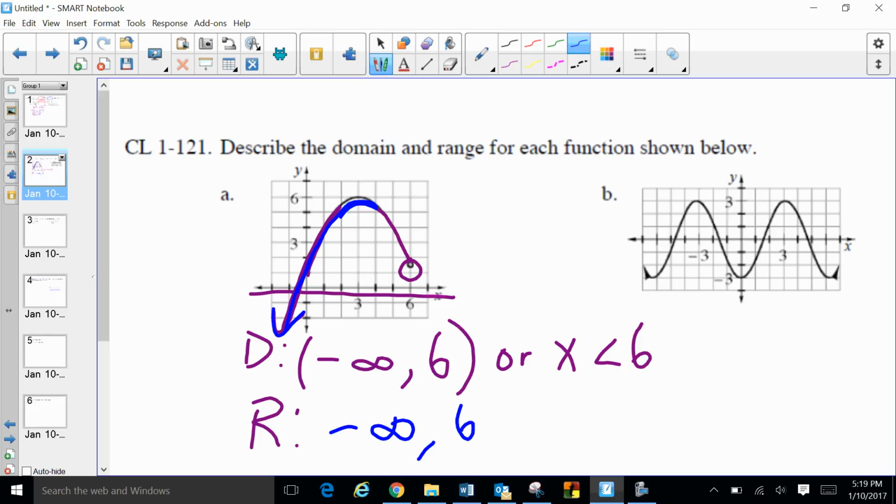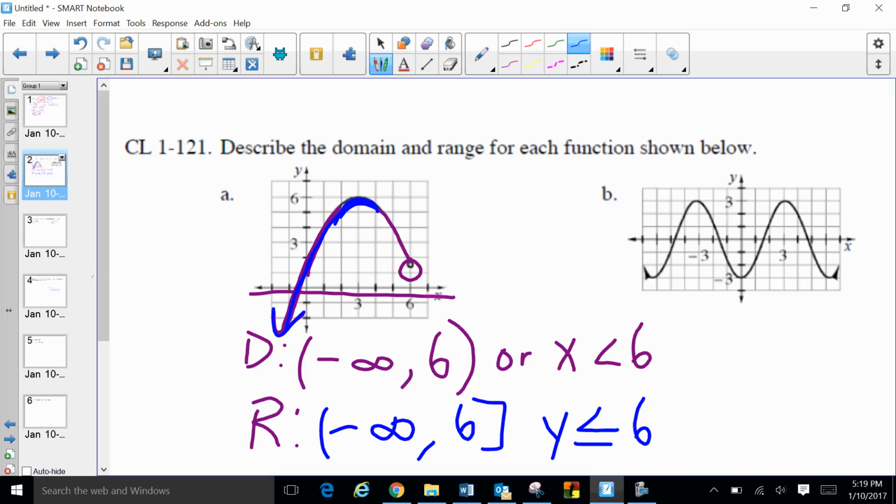Infinity always gets a round bracket, but in this case, the 6 does not have an open dot. It has a filled in dot. So we do a square bracket. That square bracket says include the 6 in the range. Other way we could write it is y. Again, it's pointing down, so less than or equal to, in this case, 6. So the only difference is the x is not equal to, the y is. They're not always the same, it just happens that way in this problem.